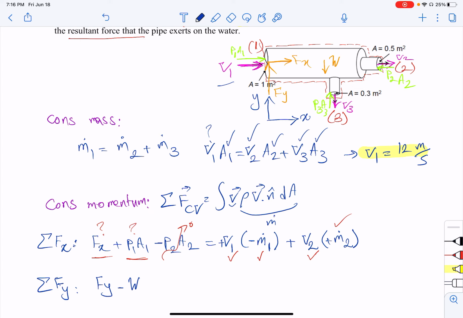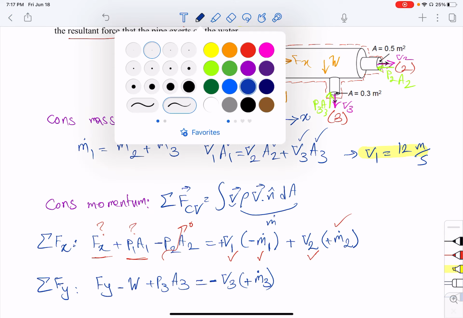What else do I have? I have P3 A3, which is also positive. Then for the right hand side, V1 and V2 are in the x direction, so I don't need to consider them here. But I have V3, which is in the negative direction of y, so we have a minus sign for it. And then I have m dot 3, and m dot 3 is going to be positive because it's outflow. Now let's see what I have here.